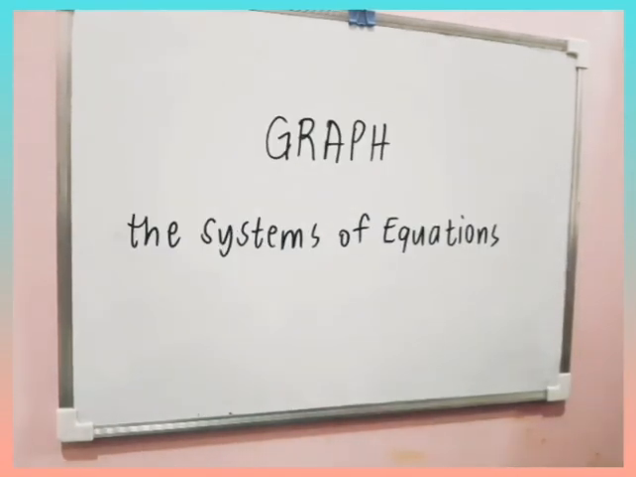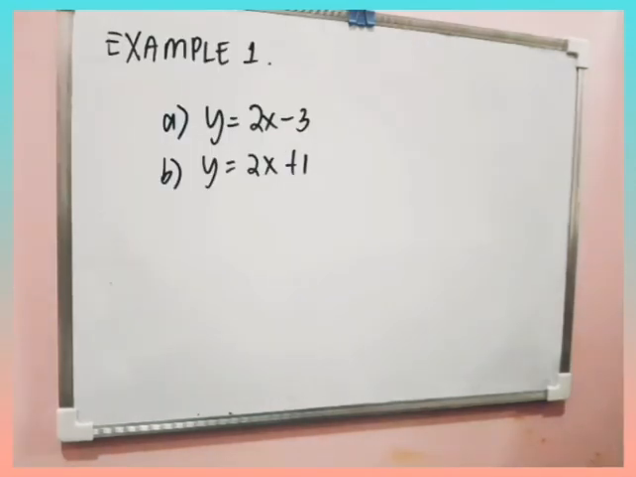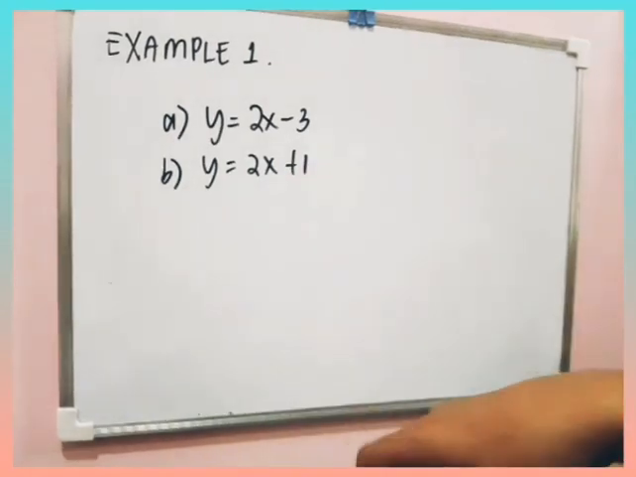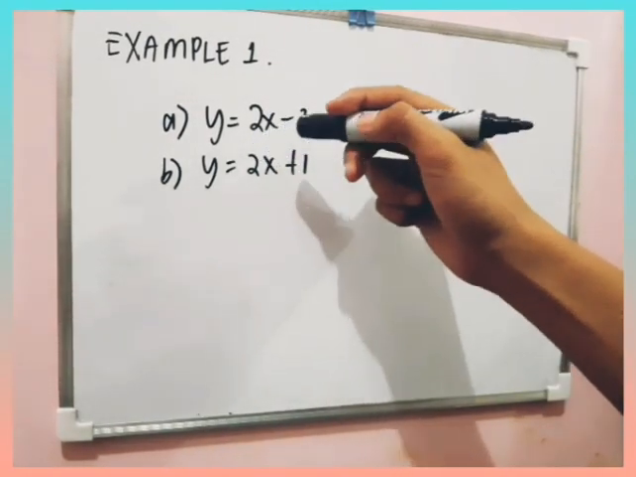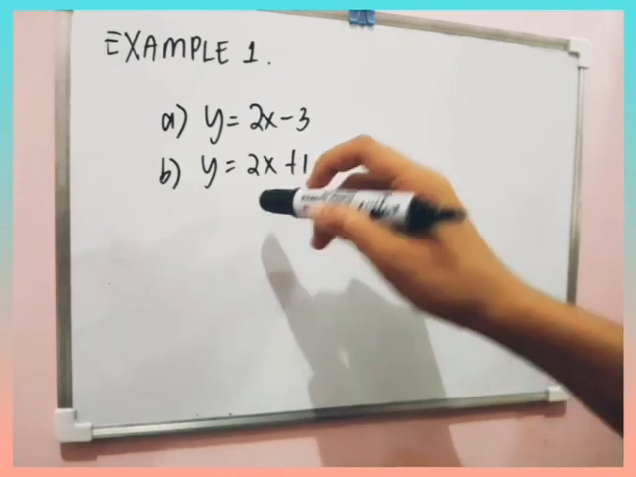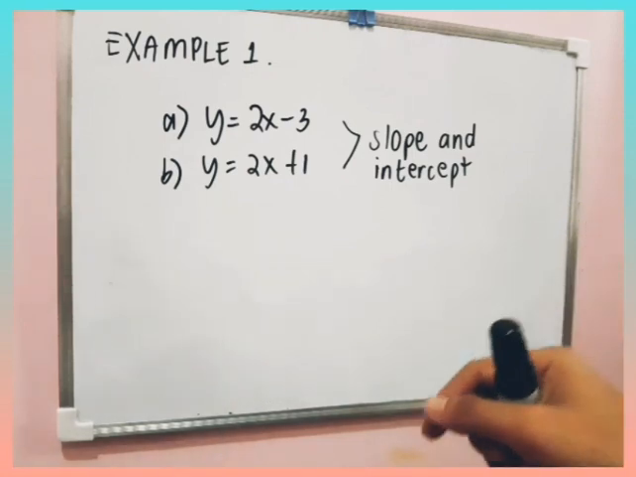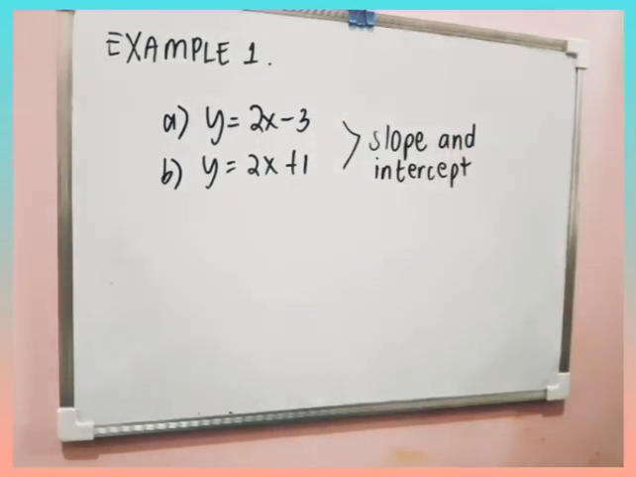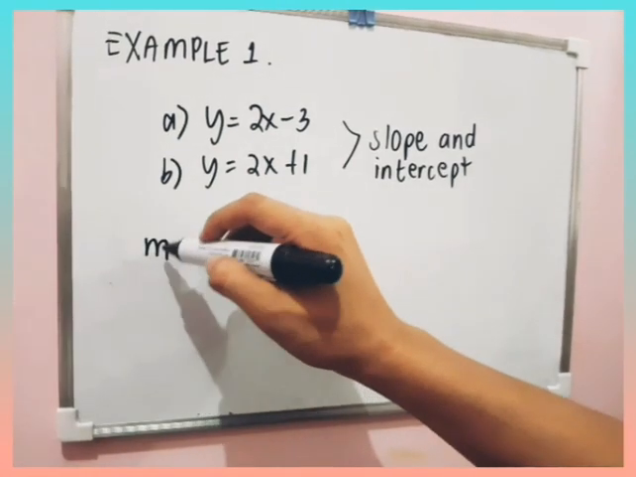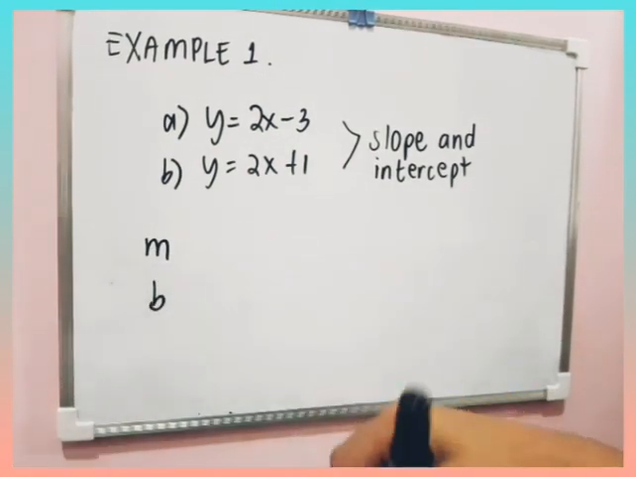Now we are going to graph the systems of equations. First example, we have to graph the equations y is equal to 2x minus 3 and y is equal to 2x plus 1. For these equations, we are going to use the slope and intercept in graphing. So first, we have to make sure that the equations are in slope-intercept form. Then we have to identify the slope and the y-intercept of the equation.